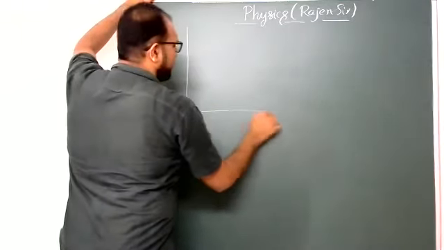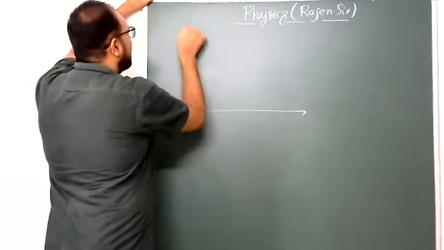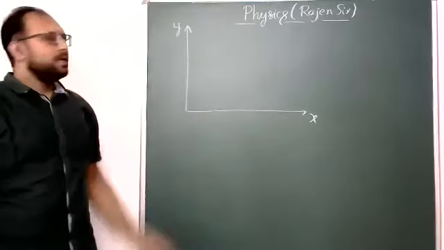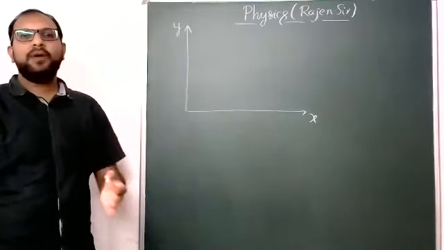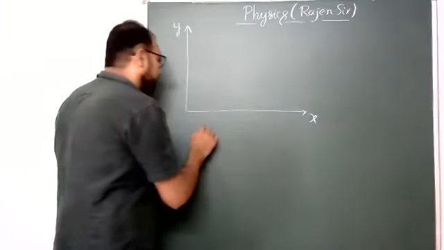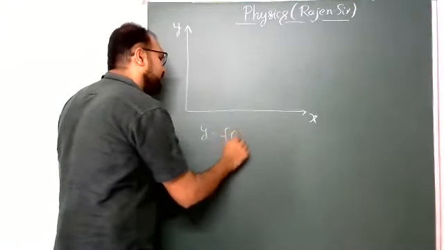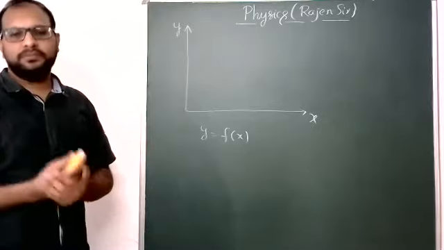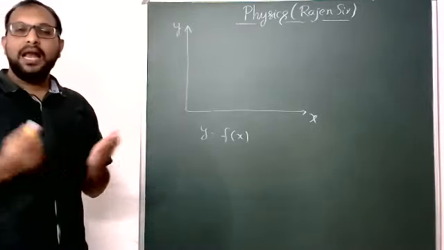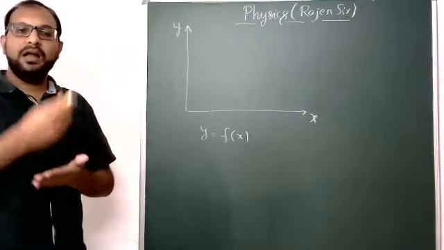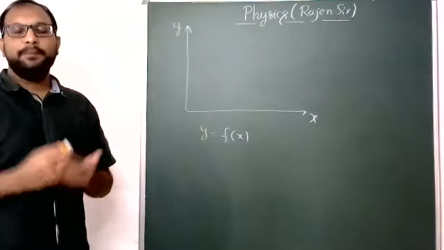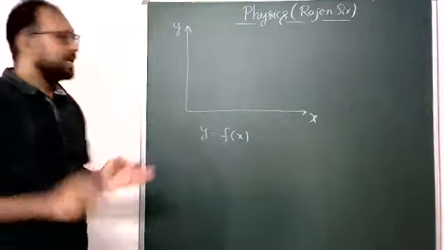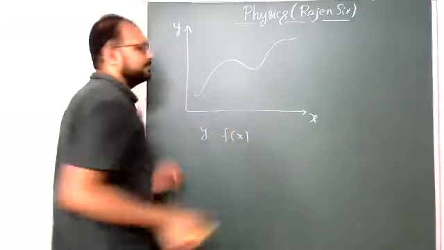Yes, students, now I am drawing one graph between y and x. So y versus x, one graph I am drawing. Here the function is y equal to f of x. Any one function may be a straight line or a curve. We have many curves. The logarithm curve is there, the exponential curve is there, all trigonometric function curves are there. So y equal to f of x is one curve. That curve may be like this, any one curve.